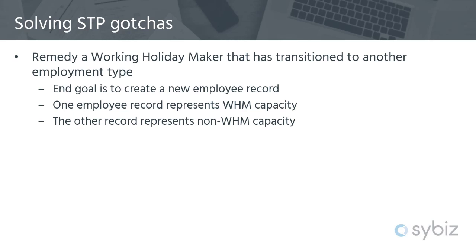And finally, the working holiday maker that's transitioned to a different employment type. So the end goal is to create 2 new employee records. One represents their working holiday maker capacity, and again, this is just if it's changed within the current financial year. And then the other record is when they've continued to work, but no longer as a working holiday maker. So the tax treatments are different for those 2 types of employment. That's why the ATO wants to see 2 separate records.